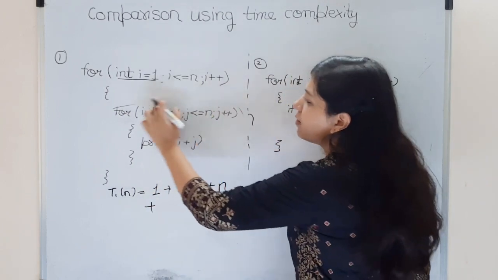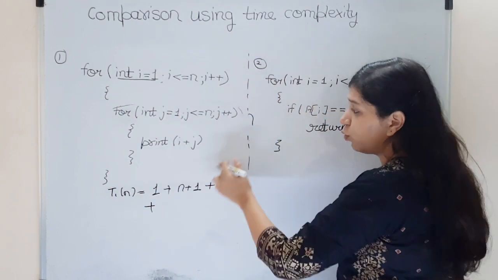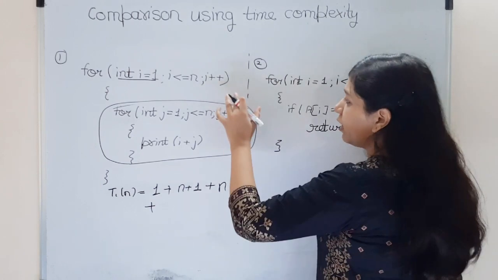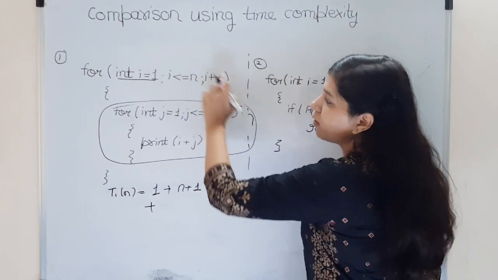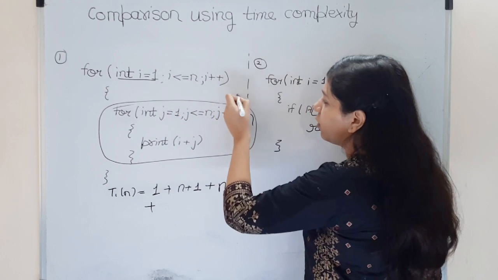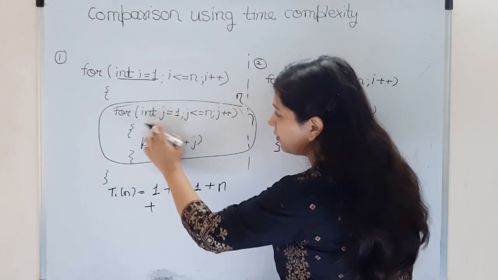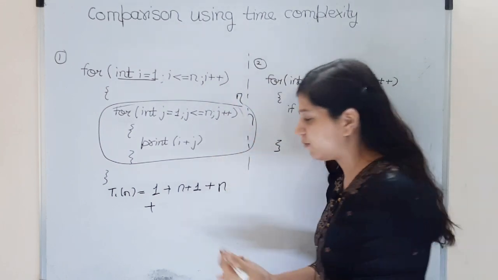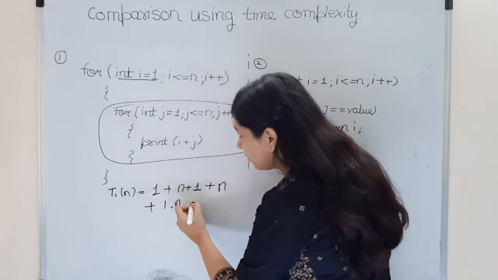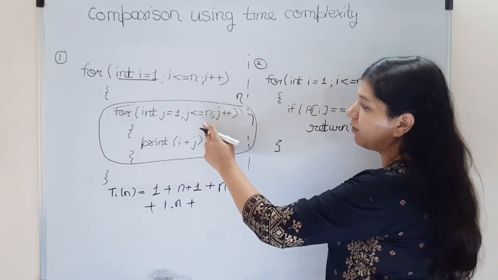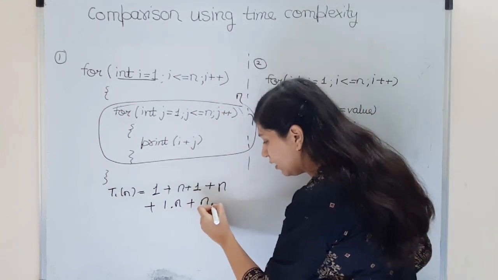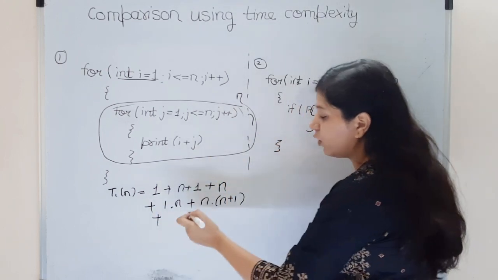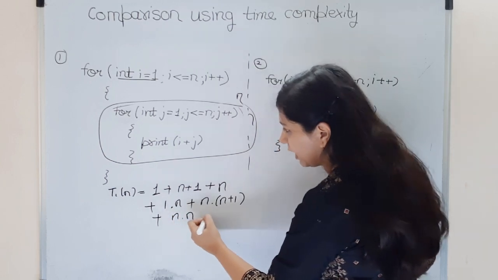Then we come inside this loop. So this part, how many times is it going to run? It is going to run n times because this condition is true for n times. So this statement is going to have one operation, but it is going to run for n times. So 1 into n. This is n plus 1 for n times. So n into n plus 1. This is going to run for n into n times.